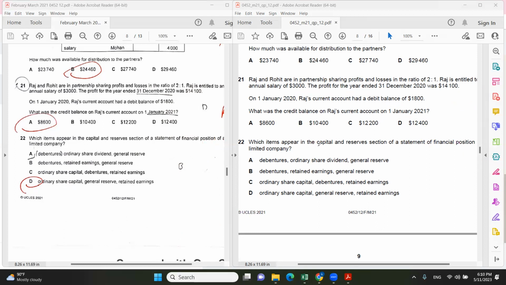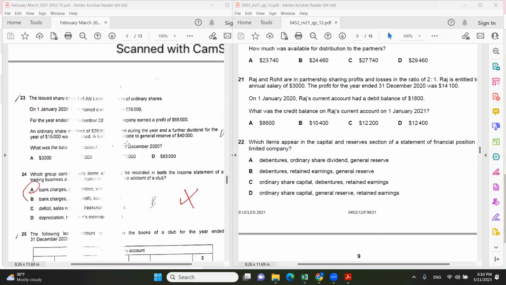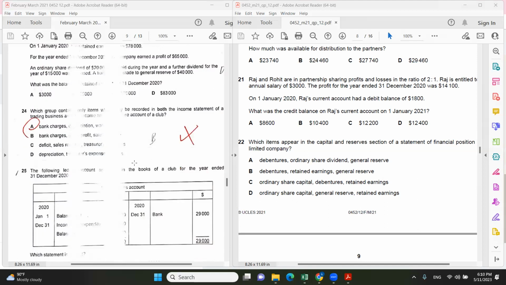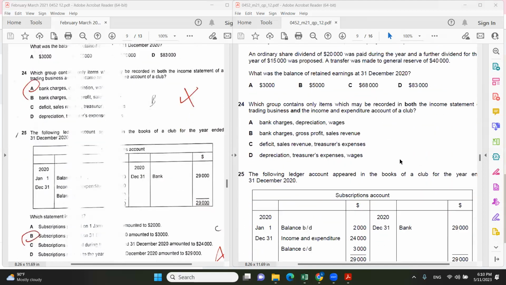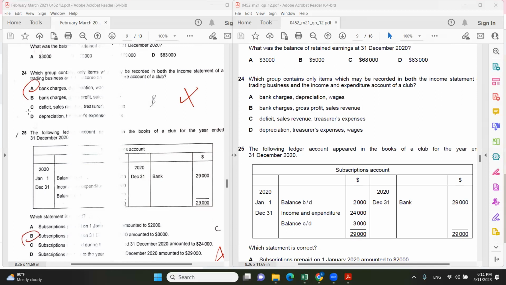Which item appear in the capital and reserve section of the statement? This is a limited company account. Under this section in the IG syllabus, you only need to memorize 3 things: share capital, general reserve, and retained earning. Whereas this debenture is under non-current liability. Okay, next. Okay, 24.